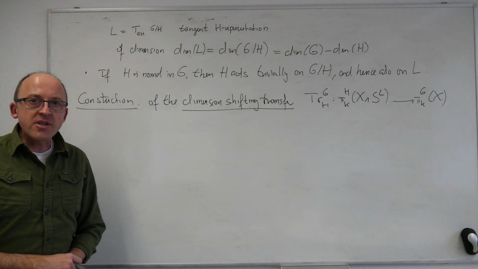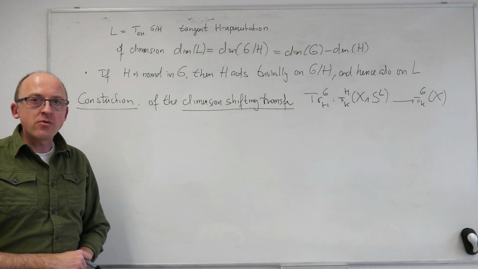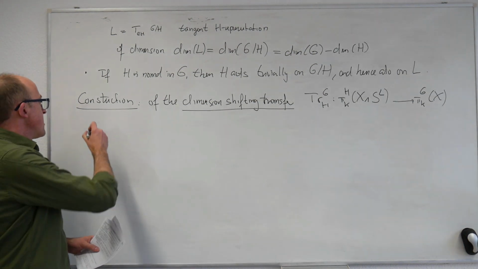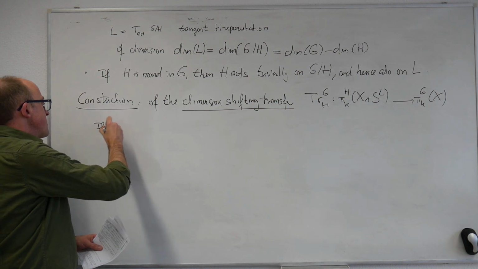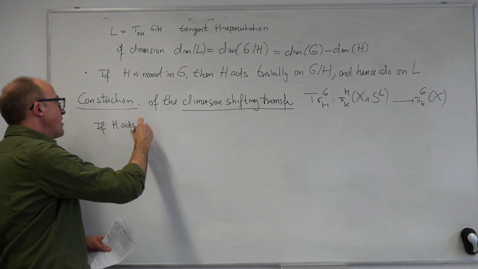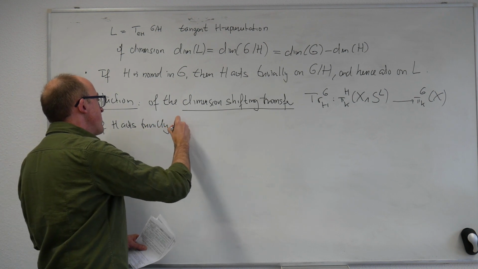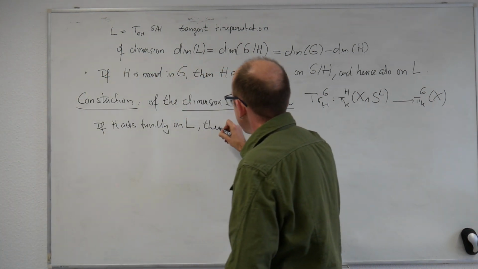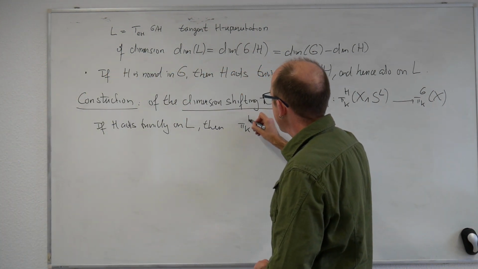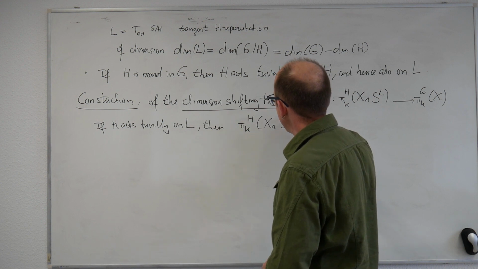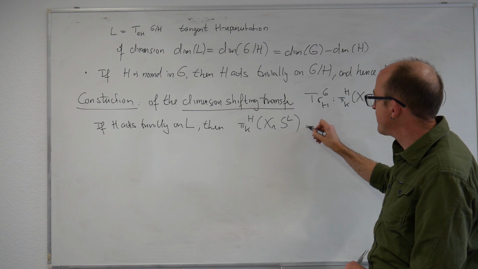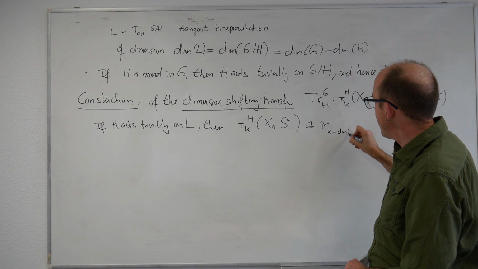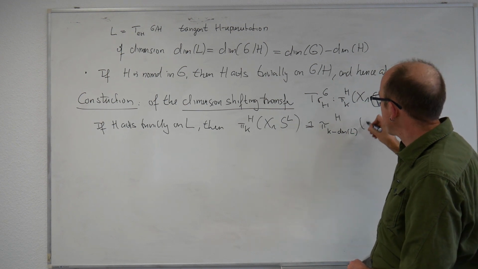So the terminology, dimension shifting transfer, is not completely uniform, but I like this terminology because it is basically a transfer that shifts the dimension. So let me try to explain this. If H happens to act trivially on L, and I've just told you a bunch of situations where this is the case, then the kth H equivariant homotopy group of X smash S^L, now this is a trivial action, so by the suspension isomorphism, this is isomorphic to the k minus the dimension of L, H equivariant homotopy group of X.